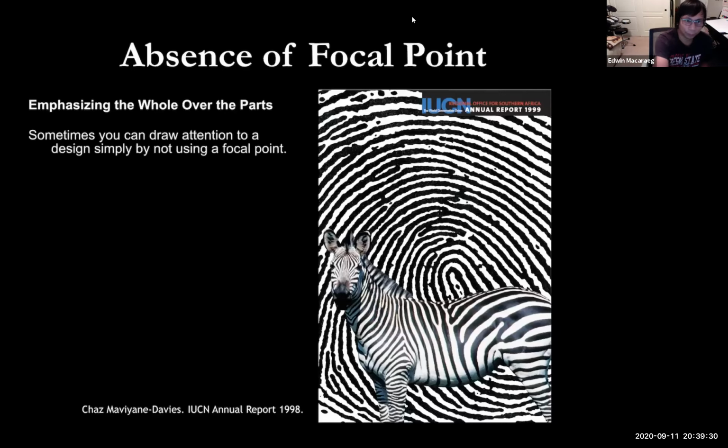And so when it comes to this absence of a focal point, we emphasize the whole over the parts. So you're not just doing what I was trying to do, where I want to say just the face is the focal point. I can't, because I'm so easily distracted by some of these strong elements that are surrounding that subject.